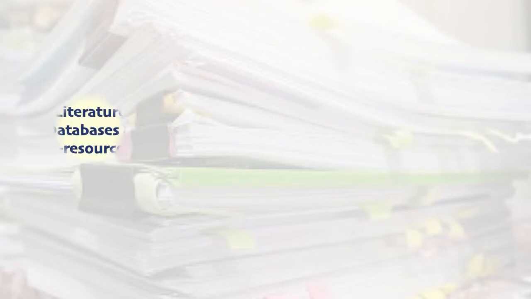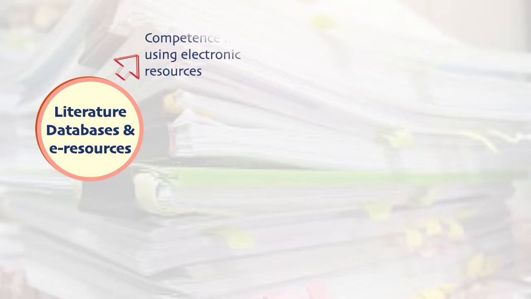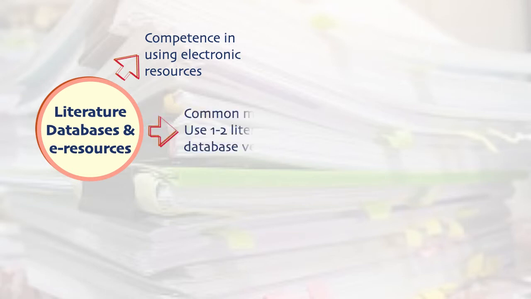A search by researchers for relevant literature increases tremendously by using electronic resources. The advantage novice researchers have in producing an effective literature review is their full competence in using such resources. However, one common mistake novice researchers may make is attempting to exhaust a literature search using one or two literature database vendors, especially if a keyword search approach is used.